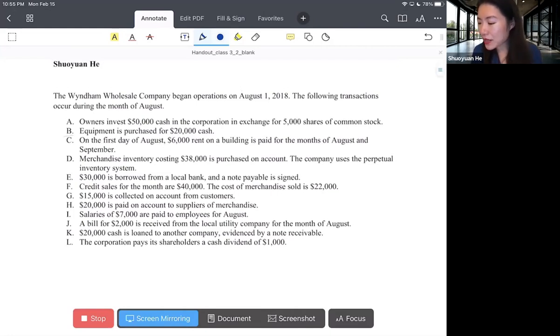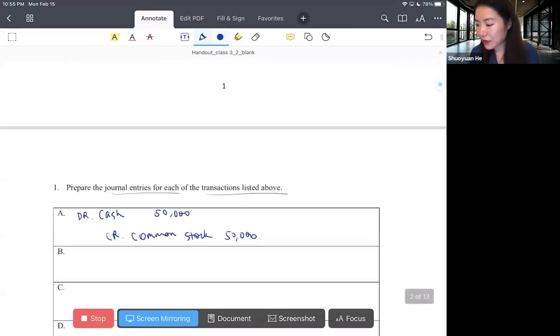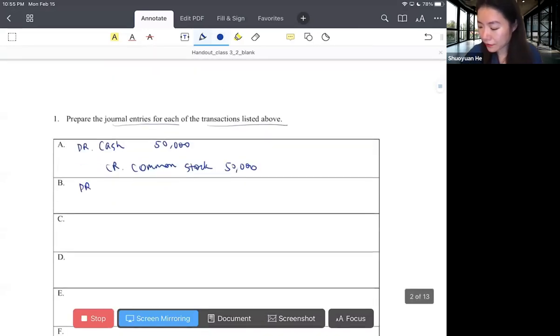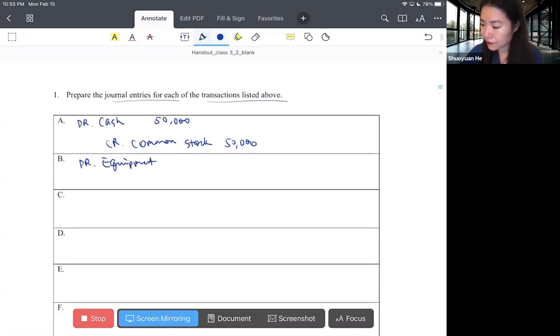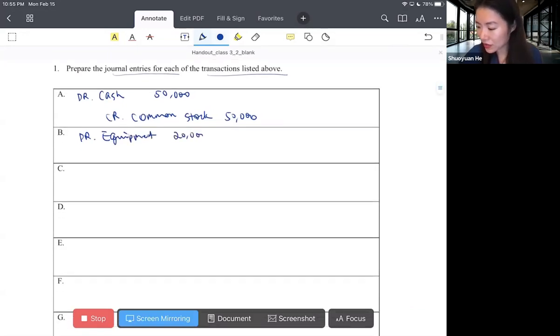Number B, equipment is purchased for 20,000 cash. So equipment is purchased for 20,000 cash, which means the firm spent cash. Cash decreased by 20,000. At the same time, the company is getting equipment. So equipment increased by 20,000. So we debit equipment 20,000, credit cash 20,000.